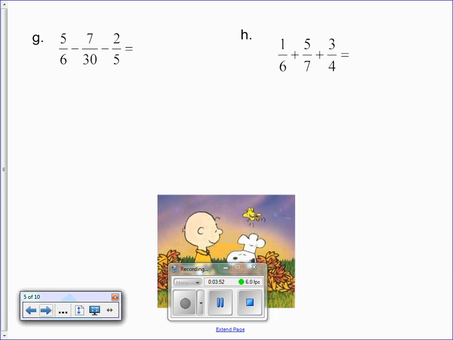In our next example, G, we have 5/6 minus 7 over 30 minus 2/5. We need to find an LCD for those three, then subtract, and then make sure our answer is in simplest form. Same with H. I'm going to pause the video, come back and let you check your answer.